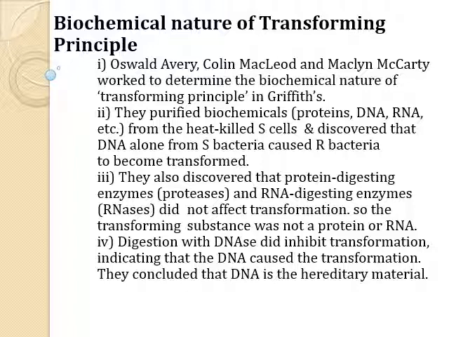DNA-digesting enzyme inhibited transformation. This indicated that DNA caused transformation, because DNase digested the DNA. Hence, transformation did not occur from the R strain to the S strain. Finally, they concluded that DNA is the hereditary material. But still all the biologists were not convinced.